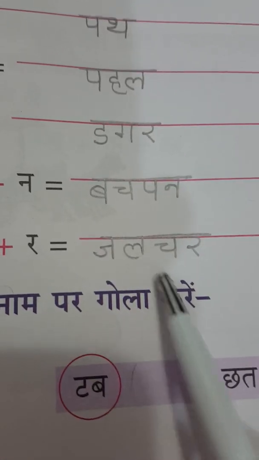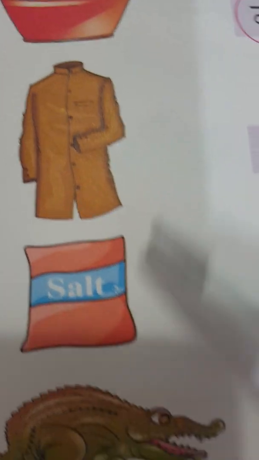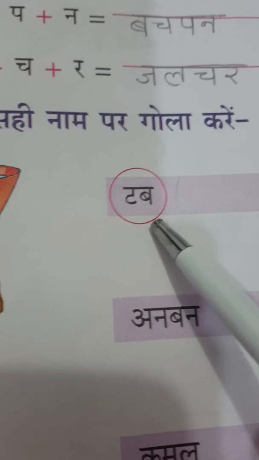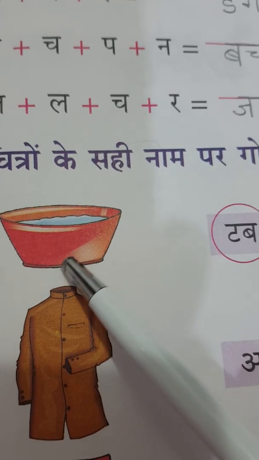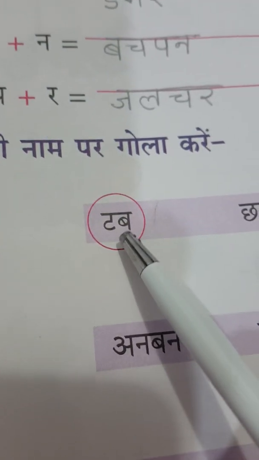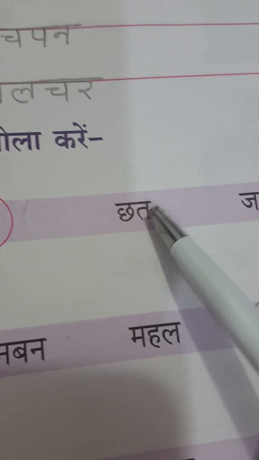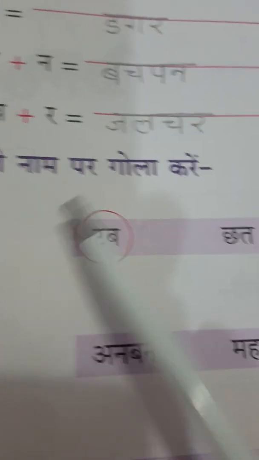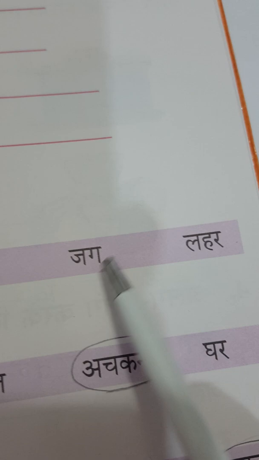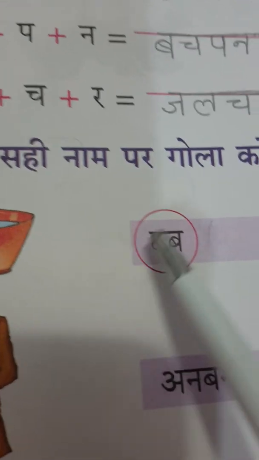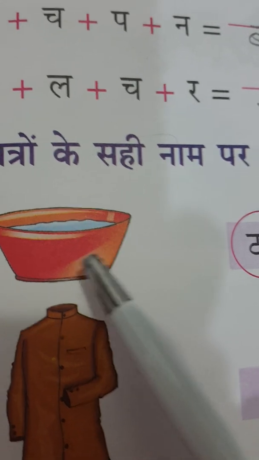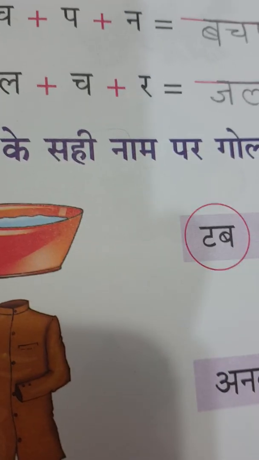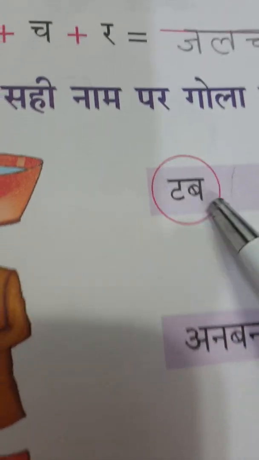चित्रों के सही नाम पर गोला करें. Gola means to encircle or put a circle. You have to look at the pictures here and you have to circle the proper word here. Now look at this picture. This is tub. So we will circle tub here, as chat is not there in the picture, jug is not there in the picture, and leher is also not there in the picture. So the appropriate word is tub. We have to see the picture and put a circle on the proper word.